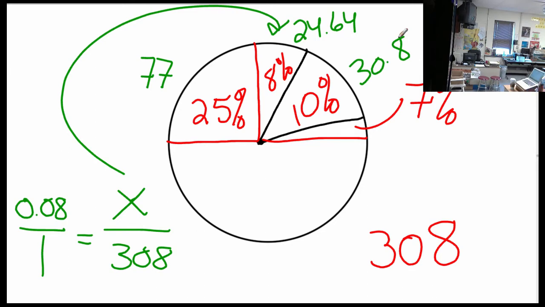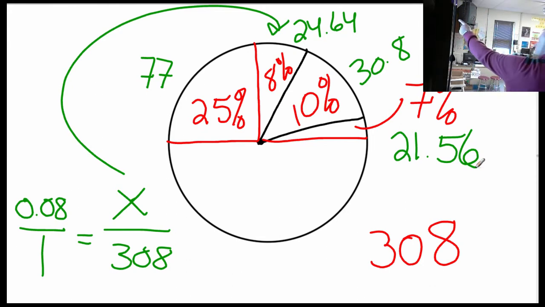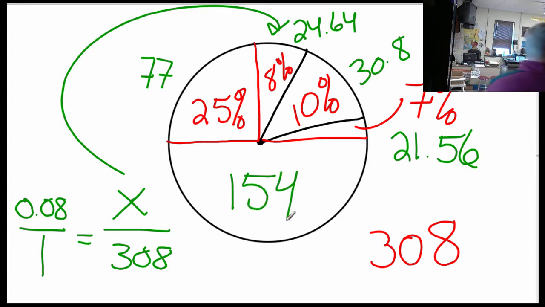And then 7%, so that would be 0.07 times 308 equals what? 21.56. Okay, add up all the green numbers here. 77, 24.64, 30.8, 21.56. What do we get? 154. That means half the circle is equivalent to 154. Is that true? Yeah, it is. So we know we've done our math right.